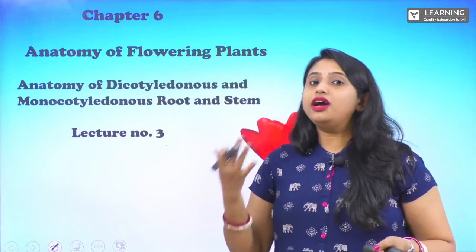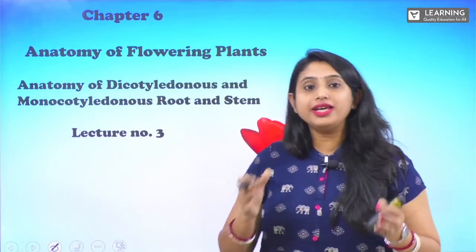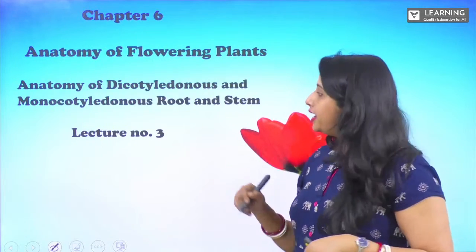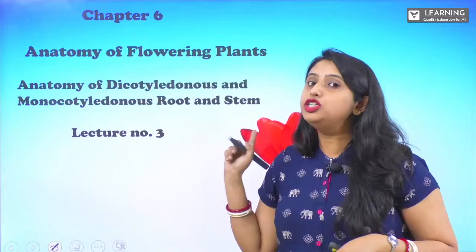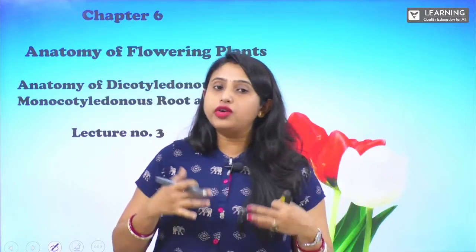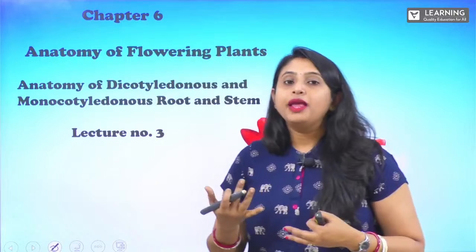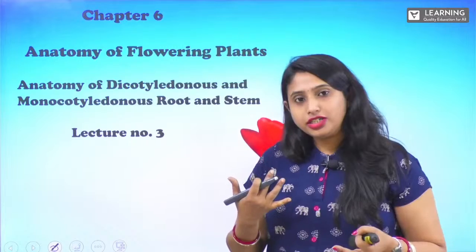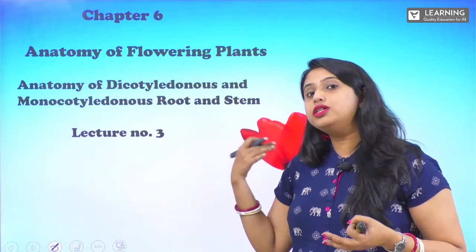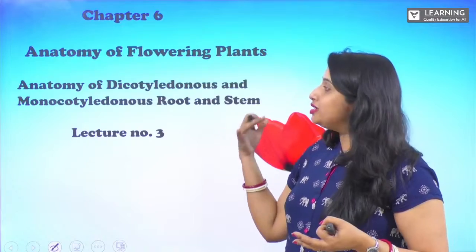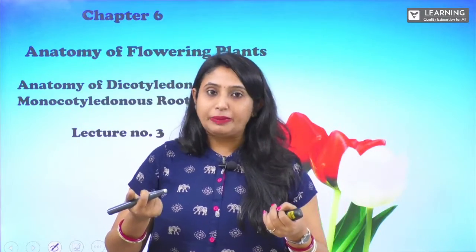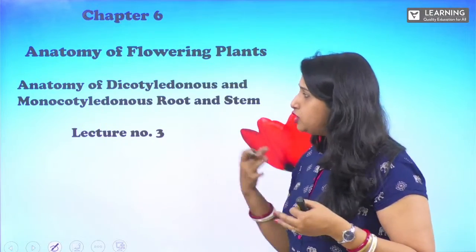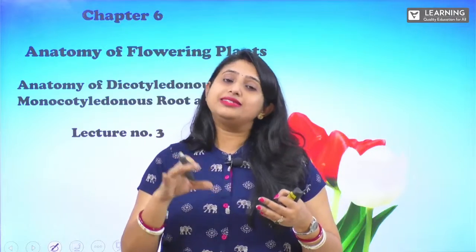Alright. So what we are going to learn in today's session is the anatomy of the dicotyledonous and the monocotyledonous root and shoot. And also we will be looking into the vascular tissue system, which was the last tissue system, right? So we will be covering the vascular tissue system and also the anatomy of the dicotyledonous root and shoot. As you know, anatomy is nothing but the internal structure, the internal study of the root. So we will be looking into what is present inside the root.